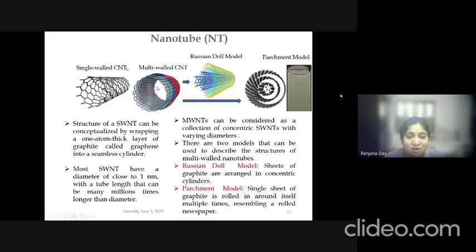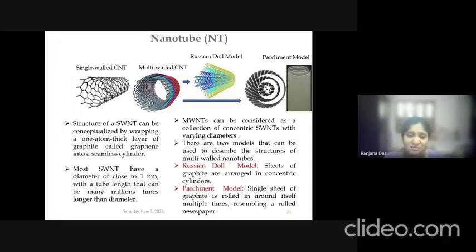And for the multi-walled type, we can consider two different designs. Either there is a Russian doll model, that means the sheets of the graphite are arranged in concentric cylinders, or the parchment model is there. That means it is a single sheet of graphite rolled many times so that it is forming a tubular-like structure, and it is also resembling a rolled newspaper. So these two are the nanomaterials which are used mainly as an absorbent for different types of contaminants.